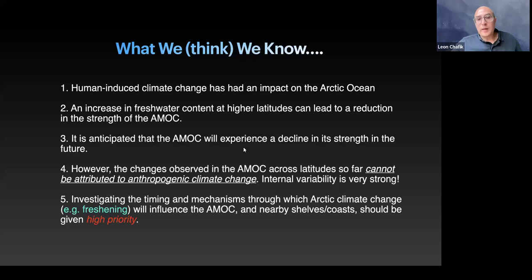It is anticipated that the AMOC will experience a decline in its strength in the future, and this is what the models show and what we understand from the physics: an increase in the freshening will lead to a decline in the strength of the AMOC. However, the changes observed in the AMOC across latitudes so far cannot be attributed to anthropogenic climate change. The simple answer is because internal variability of the system is so strong. This natural variability is so strong that it's really hard to extract any signal that can be attributed to climate change. So maybe, as I said, the AMOC is resilient, and we still haven't come to the point when we're seeing a critical change.